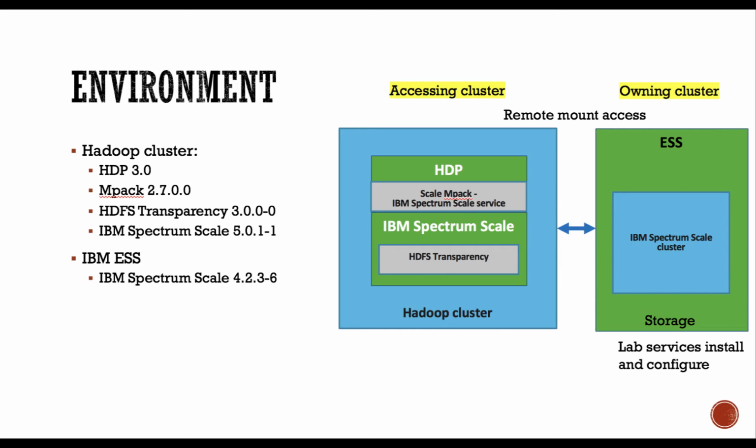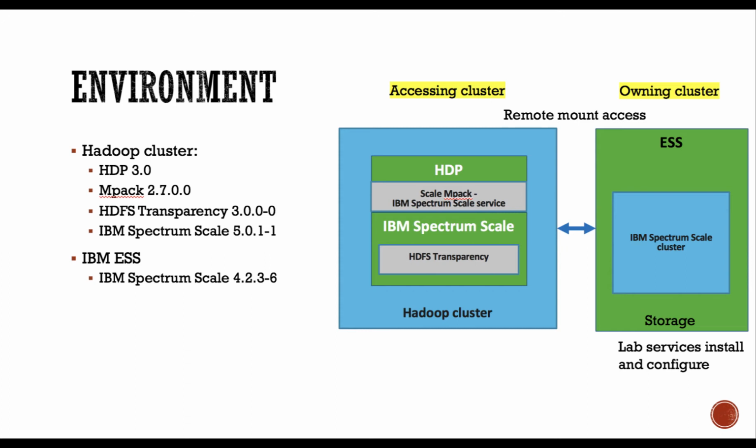The environment consists of two IBM Spectrum Scale clusters. The Hadoop cluster will establish a local Scale cluster, where Scale will be set up on all the hosts in the Hadoop cluster, or at minimum on all the name nodes and data nodes in the Hadoop cluster. The ESS, or IBM Spectrum Scale storage cluster, also contains a Scale cluster. The ESS is set up and configured by Lab Services.